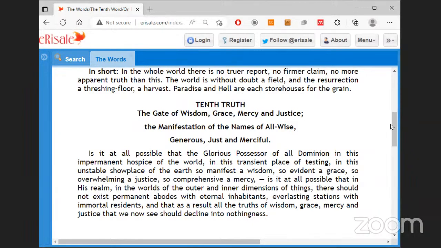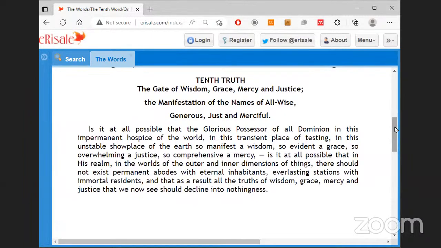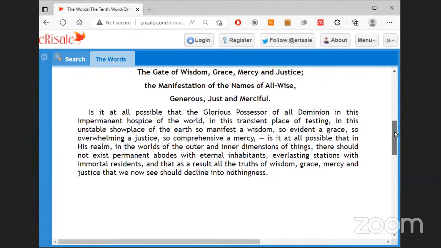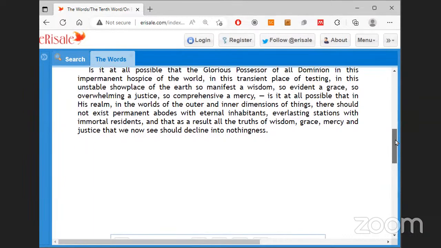Tenth Truth, the gate of wisdom, grace, mercy, and justice, the manifestation of the names of the All-Wise, Generous, Just, and Merciful. Is it at all possible that the glorious possessor of all dominion in this impermanent hospice of the world, in this transient place of testing, in this unstable showplace of the earth, should manifest so evident a wisdom, so evident a grace, so overwhelming a justice, so comprehensive a mercy?